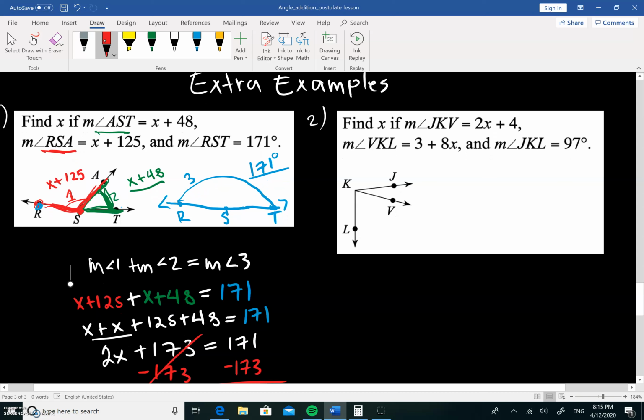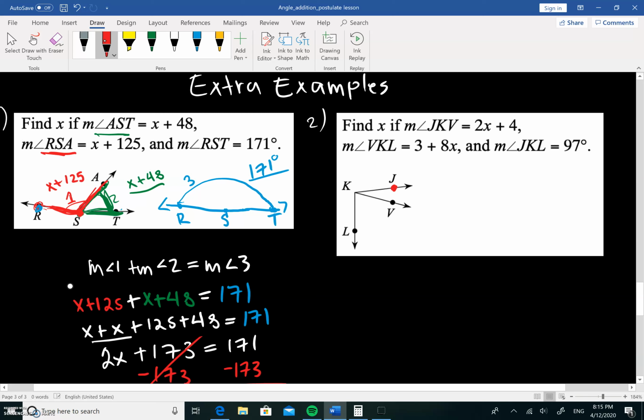So number 2. Find x if JKV is equal to 2x plus 4. So let's first figure out what JKV is. So we have J here, we go to K, and then we go to V. So is that going to be angle 1, 2, or 3? So in this case, it's going to be angle 1, right? Because it's not the larger angle.